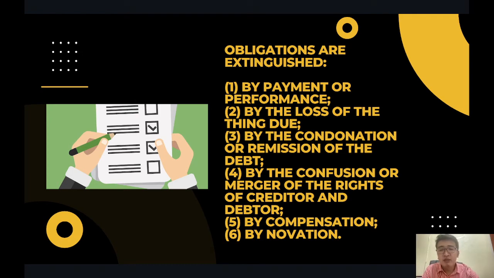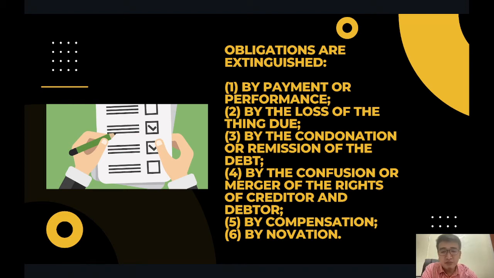The second one is by the loss of the thing due. Let's say you are to deliver a specific thing. If it's a specific thing, isa lang yan, bagay na yan sa buong mundo, let's say your car with a particular plate number, if yan ay nasunog or nasira to the point na unfit na siya, hindi na pwede magamit, this loss means your obligation is deemed extinguished. Pero kung yung thing na nawala is a generic thing, meaning it can be replaced, then hindi ma-extinguish yung obligation. So you have to decipher whether the thing is a specific thing or a generic thing.